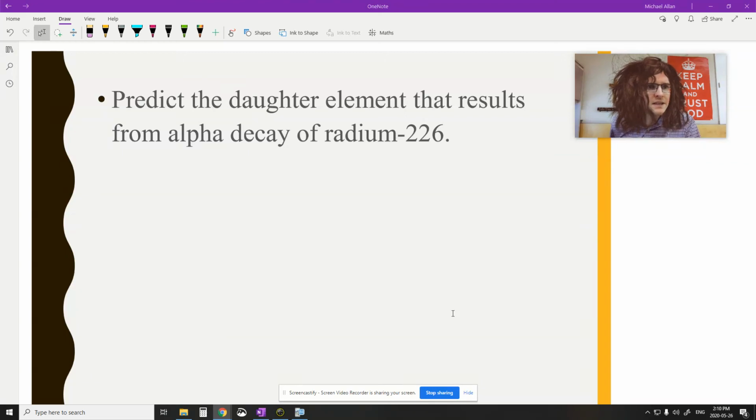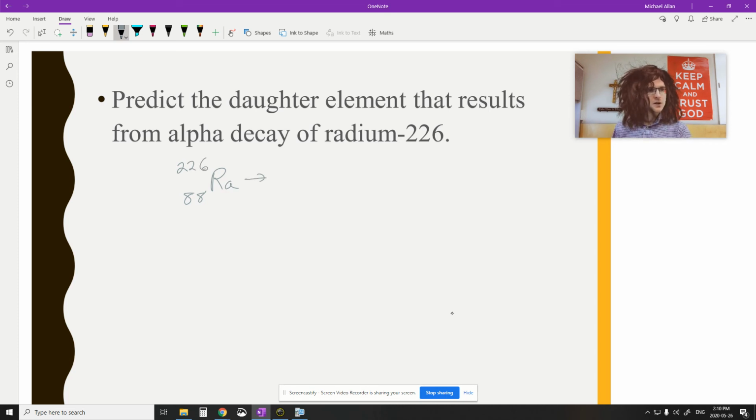All right, so in this case, I want to predict the result of an alpha decay of radium, not radon, but radium-226. So I want to find out where radium is. Radium is number 88. Its chemical symbol is Ra, and this is 226. Okay? It's going to undergo alpha decay.